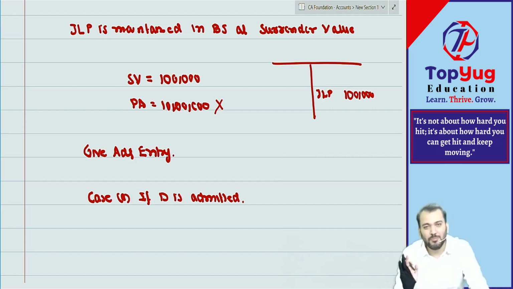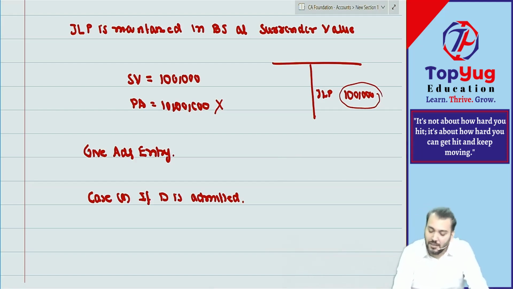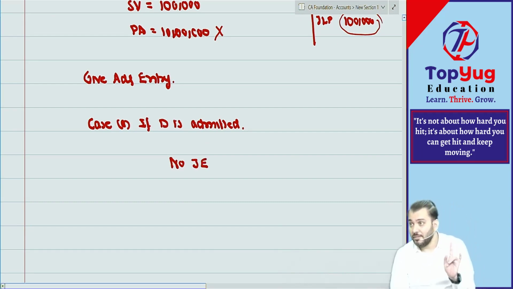You need to maintain, you need to increase the JLP to the extent of 1 lakh. How much is it appearing? So any journal entry? No journal entry. Simple na. Everyone need to respond. Don't be suspicious, huh? Right now. No journal entry. Already maintained na. No journal entry.